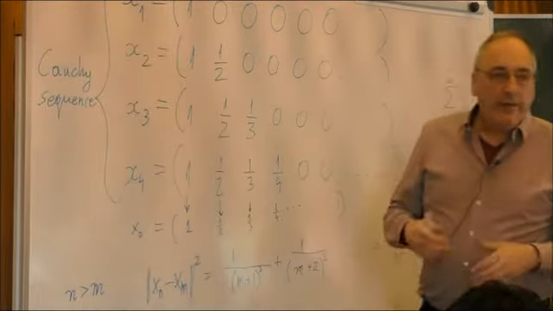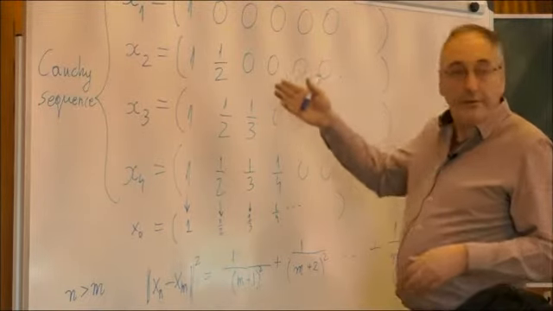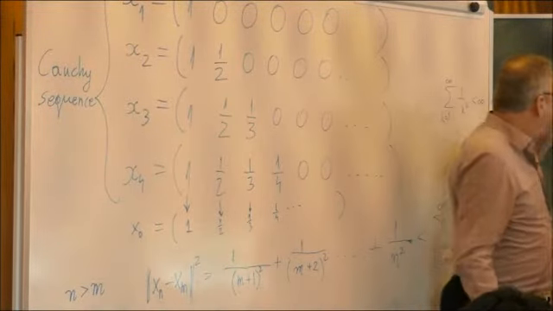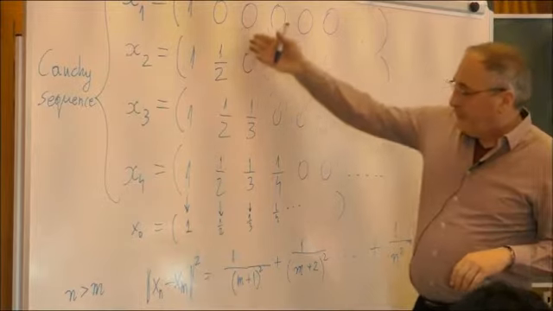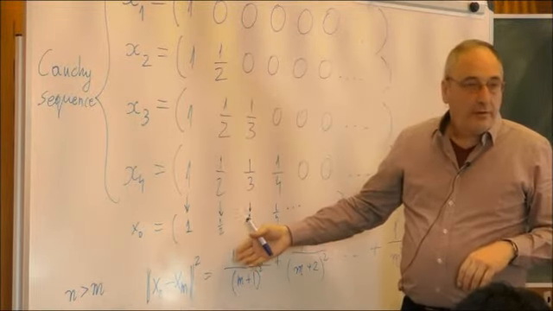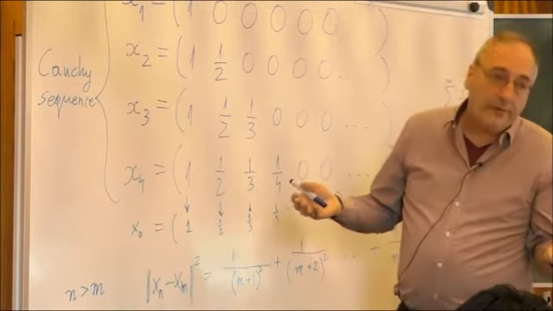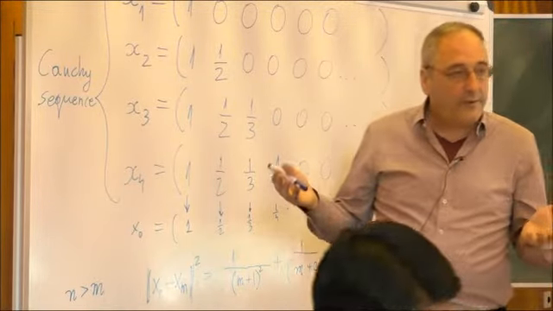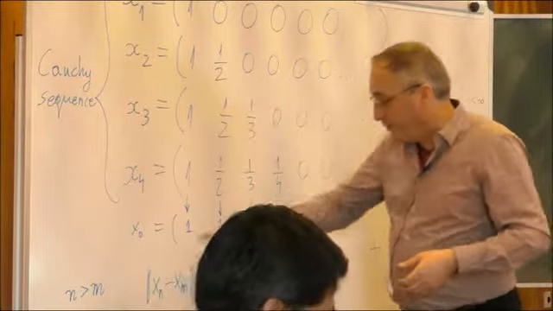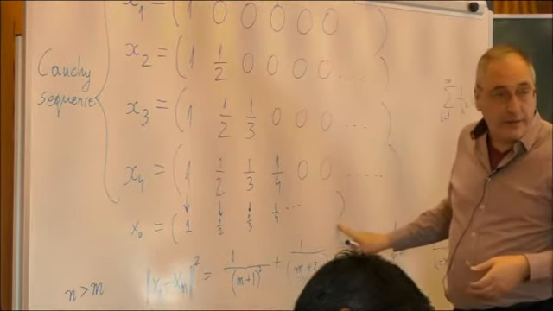In the case of this space, this is a Cauchy sequence which, as we have seen, has no limit. But in the completion, it does have a limit. In the completion, every Cauchy sequence has a limit. So in the completion, this is the limit, 1 over k.